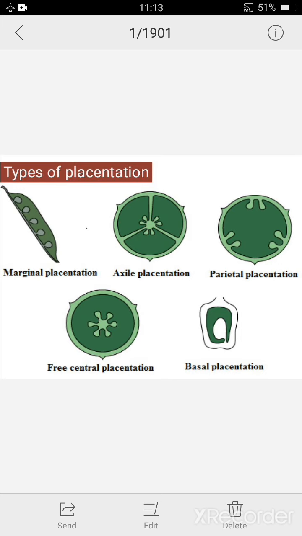I will say the 1 mark definition now. The phenomenon of fusing carpels together is called syncarpous. Example, mustard and tomato.